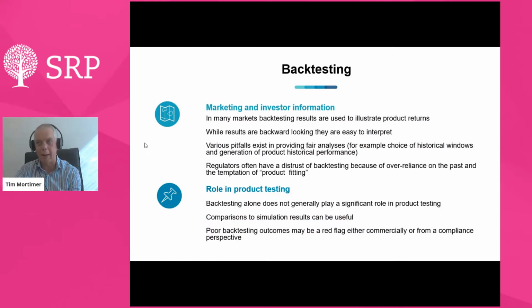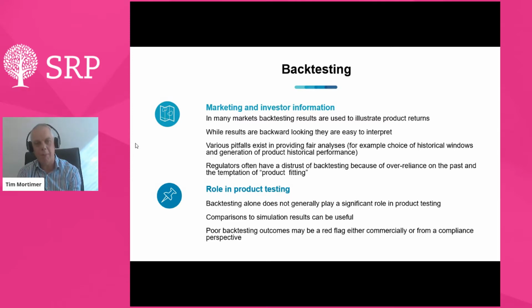So now I'm going to move on to backtesting. Backtesting is a subject I'm sure many of you are familiar with. It's been around longer than stress testing. The difference with backtesting is it's all about looking at how a product would have performed given actual previous historical performance of the underlying. You do see in different markets companies providing backtesting results, perhaps in marketing information or investor information. And so they are backward looking, but they're quite easy to interpret.